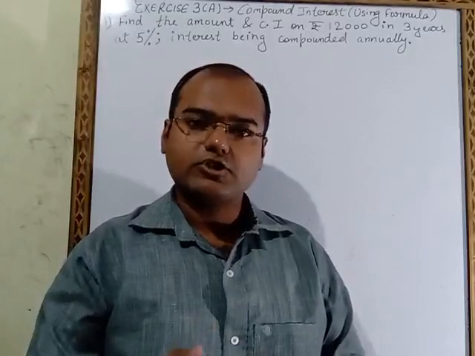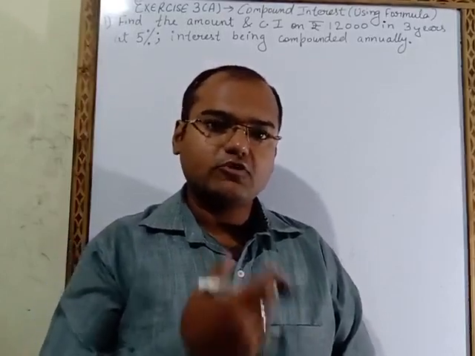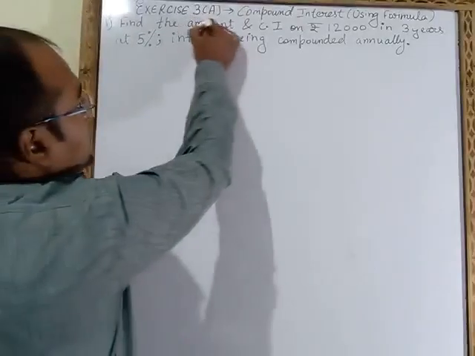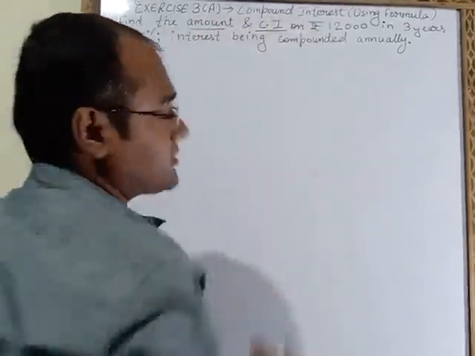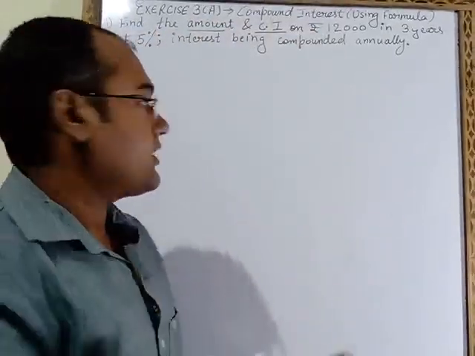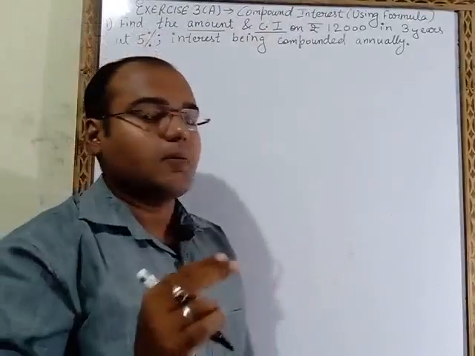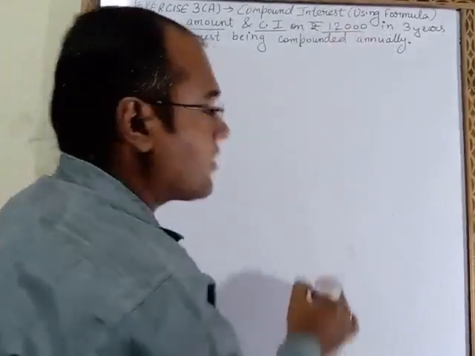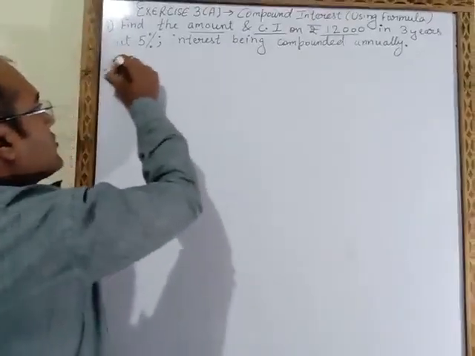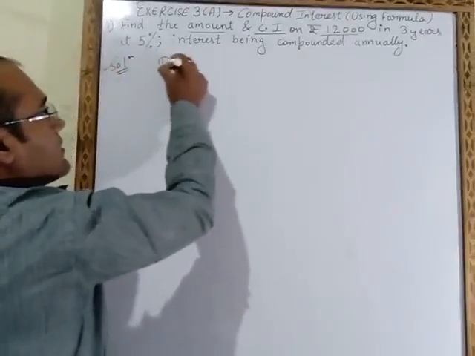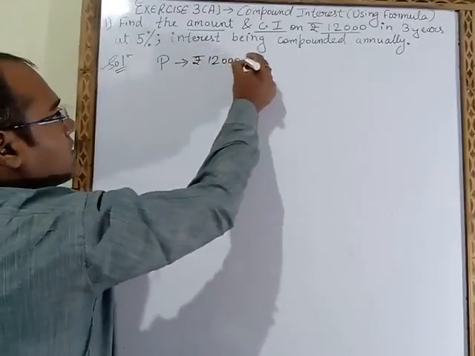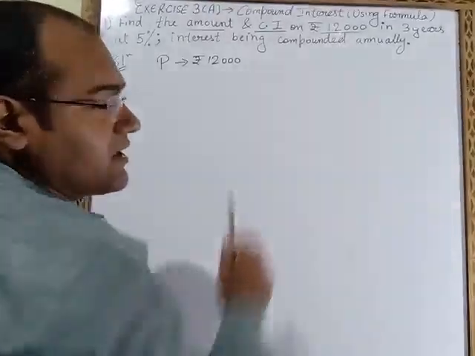Now we will solve some questions from the textbook. See question number 1 of your textbook. Find the amount and compound interest. Two things we have to calculate, amount and compound interest on rupees 12,000. First of all, you have to write what this 12,000 is. So 12,000 is the principal. So the P value is 12,000 rupees.